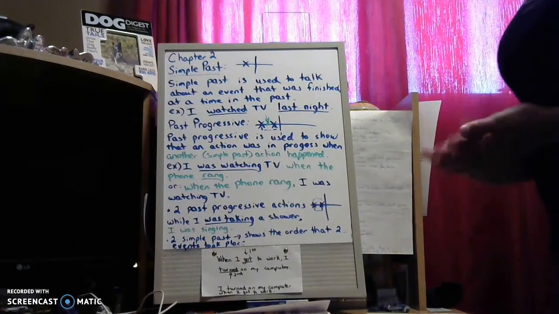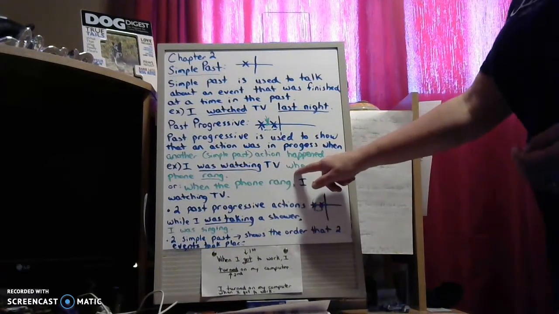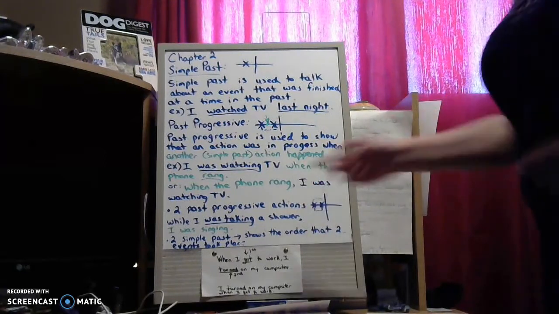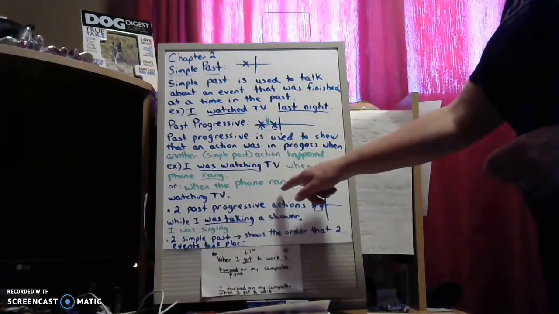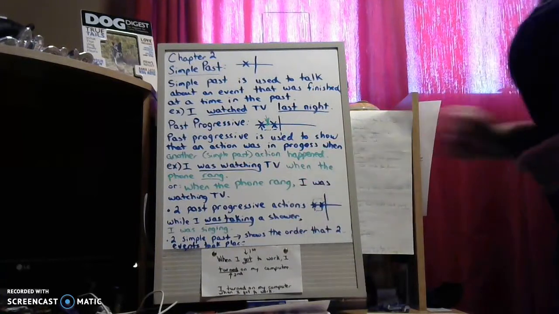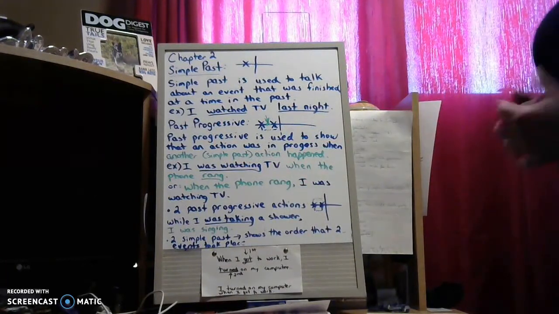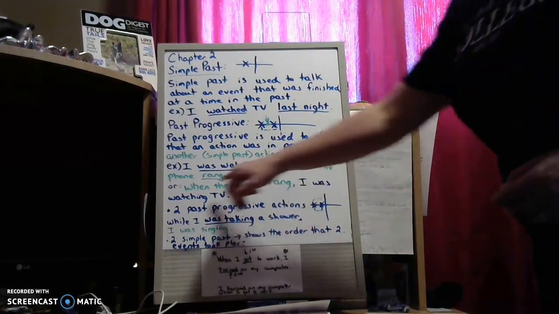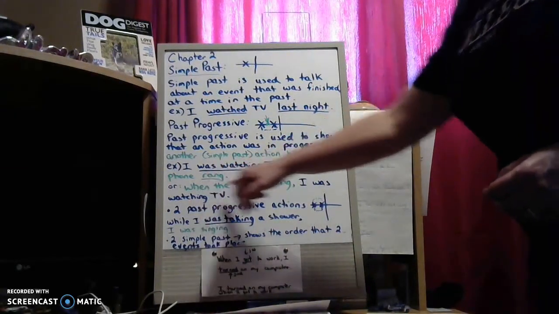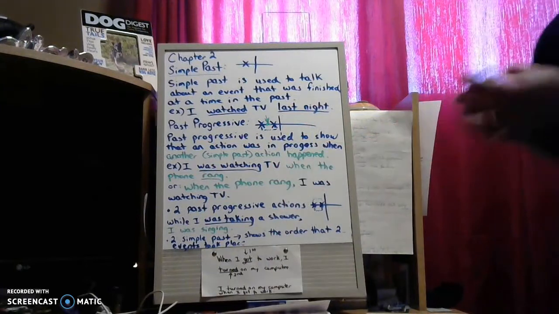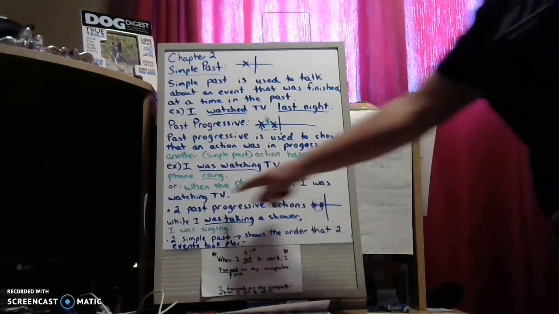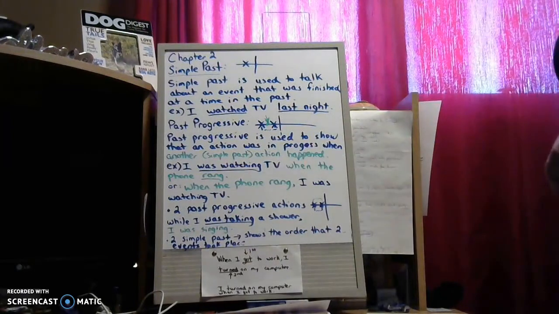Okay. Now, I didn't put a comma here because when is in the middle of the sentence. I could rewrite it like this: when the phone rang, comma, I was watching TV. Okay. And notice rang is simple past, and that goes with when. So this part's in the simple past, the action that didn't take a long time. And the action that took a long time is in past progressive.